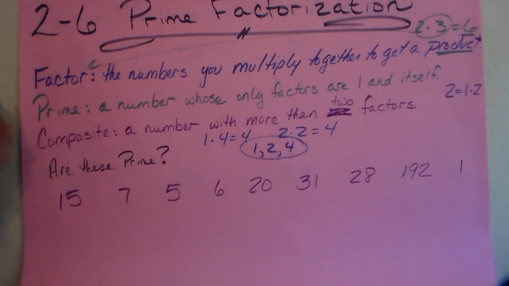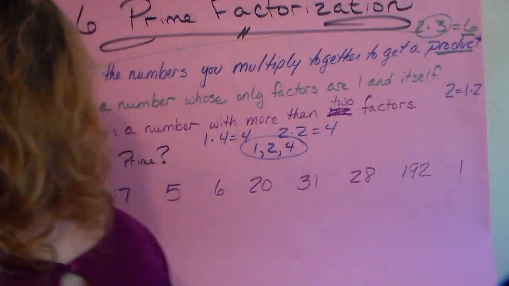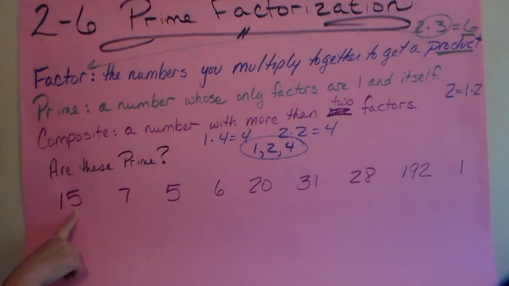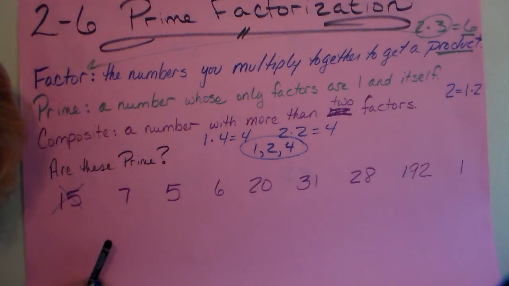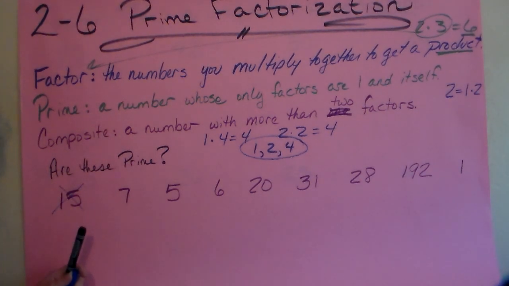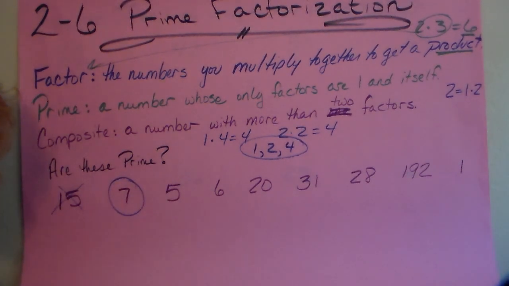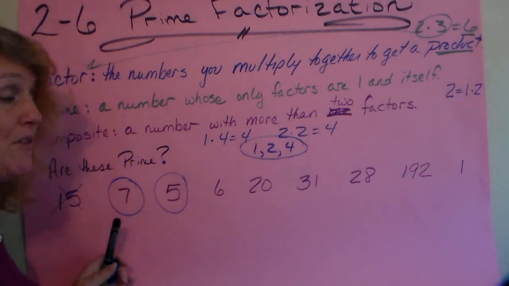So the question to you is, are these numbers prime? Can you recognize prime numbers right off the bat? So let's think about this. Are there 2 numbers other than 1 and 15 that you can multiply together to make 15? Yes, we can do 3 and 5. So this is not a prime number. How about 7? The only way to get 7 is 1 times 7, so that's a prime. How about 5? Again, 5 is prime. You can only do 1 times 5.